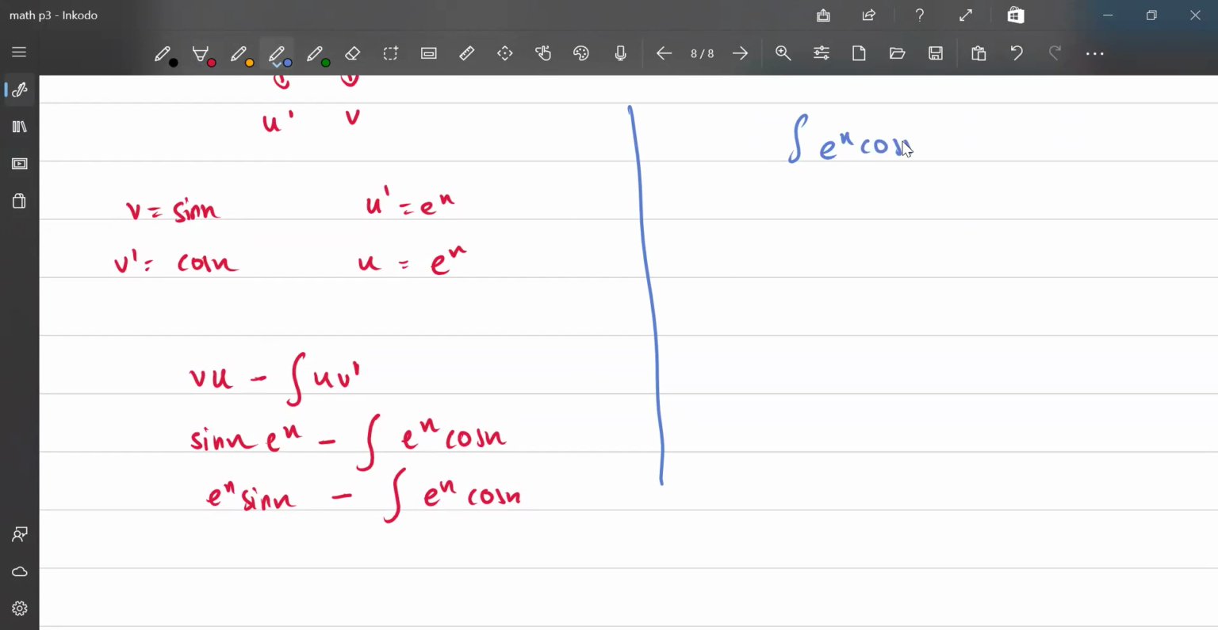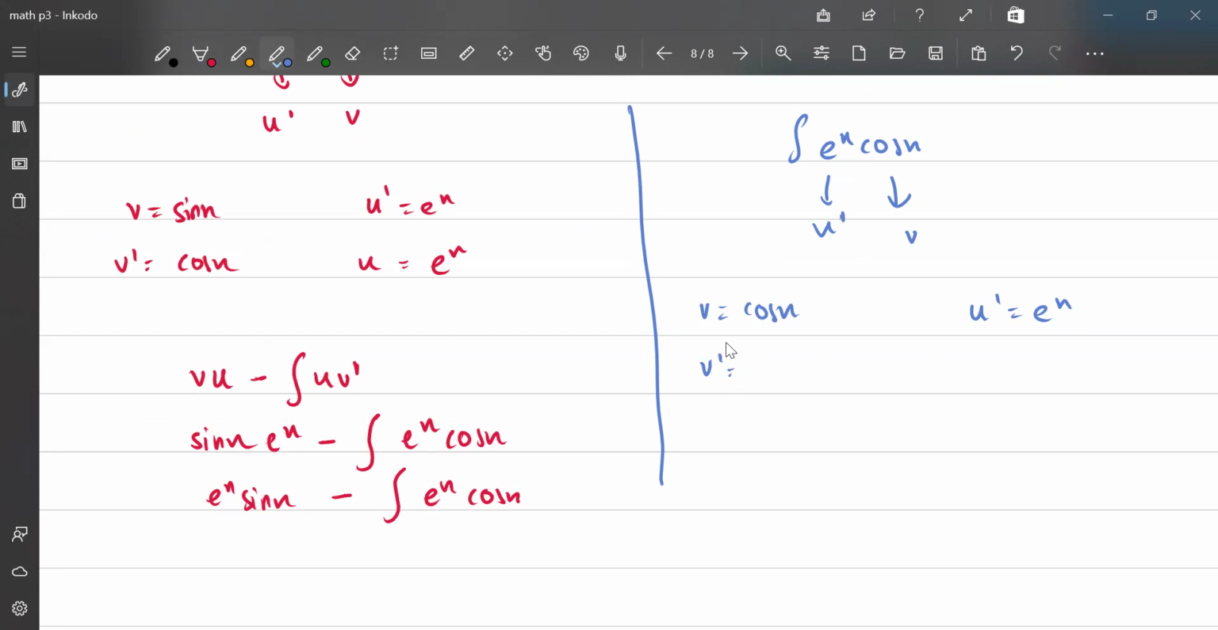Apply integration by parts again. I hope by now I don't have to write d8 again and again. I'm sure with enough practice you can do it in your head. So e^x is u dash and cos x is v. All right, so v is cos x and u dash is equal to e^x.